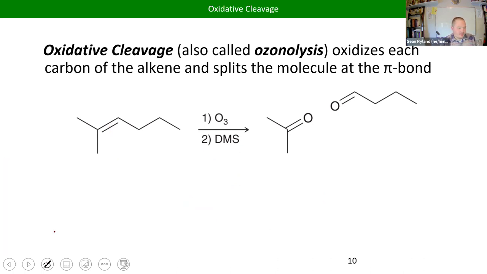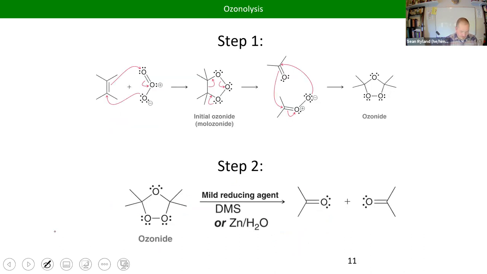Right. And so the mechanism for this is a little weird. You start with that ozone molecule and you make a five-sided ring structure that looks kind of like you would expect. That ozone molecule is trigonal planar electron geometry. And so it comes up to that pi bond and attaches to each side, similar to that osmium compound we looked at a second ago.